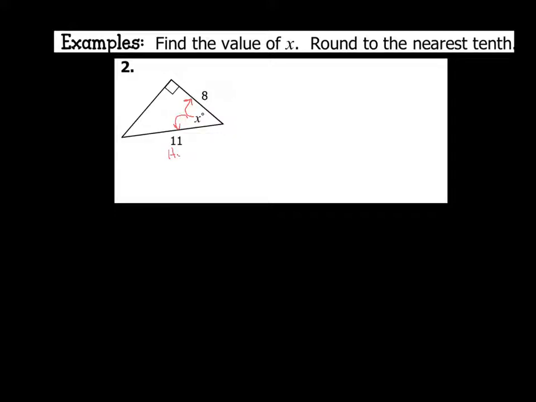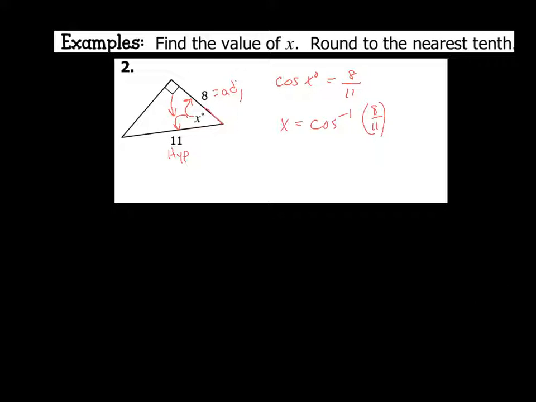This is obviously the hypotenuse because it's opposite the right angle, and 8 is next to that angle, so that's my adjacent side. And I know that adjacent and hypotenuse is cosine. So cosine of x degrees is equal to 8 divided by 11. So if the cosine of x is equal to 8 divided by 11, then x is going to be equal to the inverse cosine of 8 over 11.